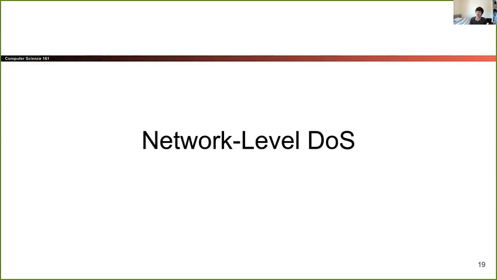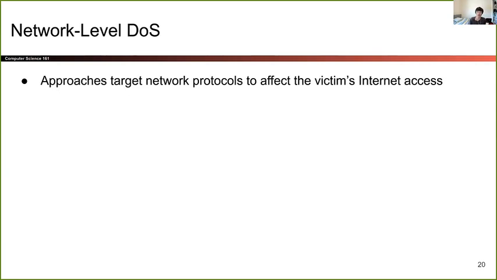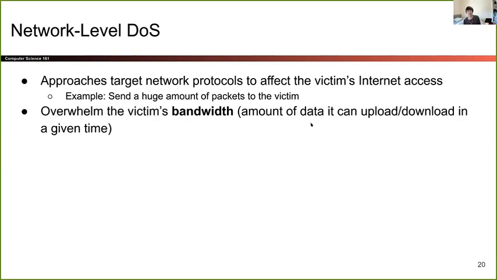So this is probably what most people are thinking of when they're thinking of DOS. This is the DOS that a child would do if they're mad at someone that just beat them in a game and tried to take them down online. So on a network level DOS, the approaches target network protocols to affect the internet access of the victim. One simple example is sending a large number of packets to the victim. The approaches we'll take here are either overwhelming the victim's bandwidth.